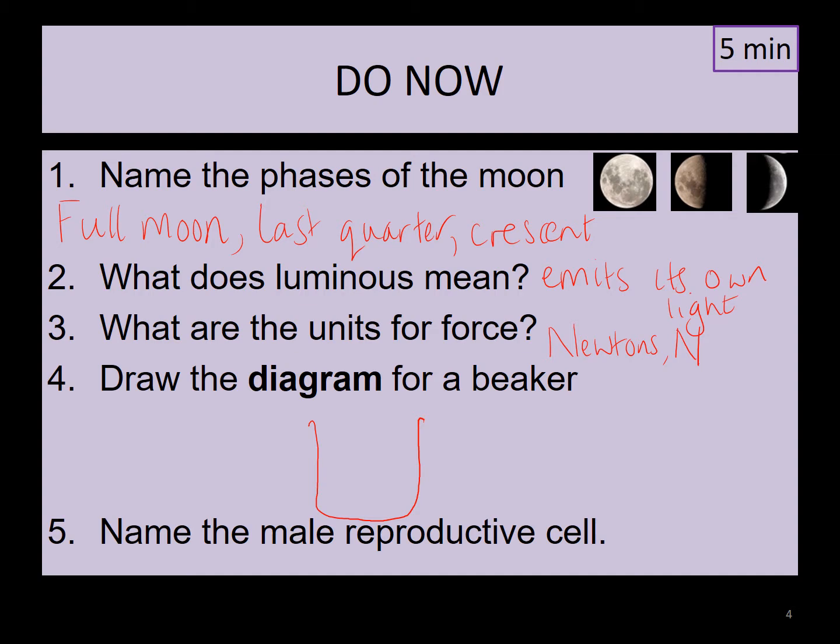So we said that the female one was the egg cell, didn't we? And the male one is known as the sperm cell. So really well done if you got all those ones correct. If you need to make any corrections, please do. And when you are ready, go on to the next slide.